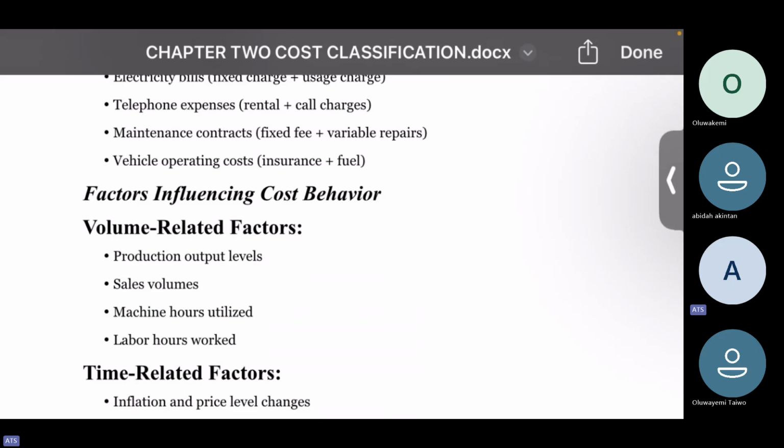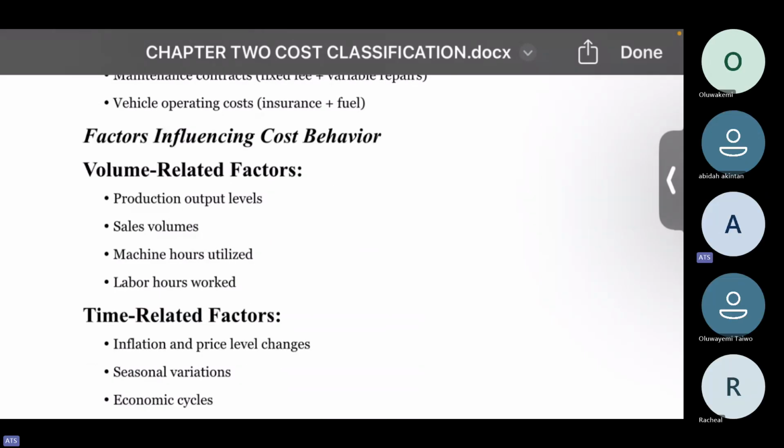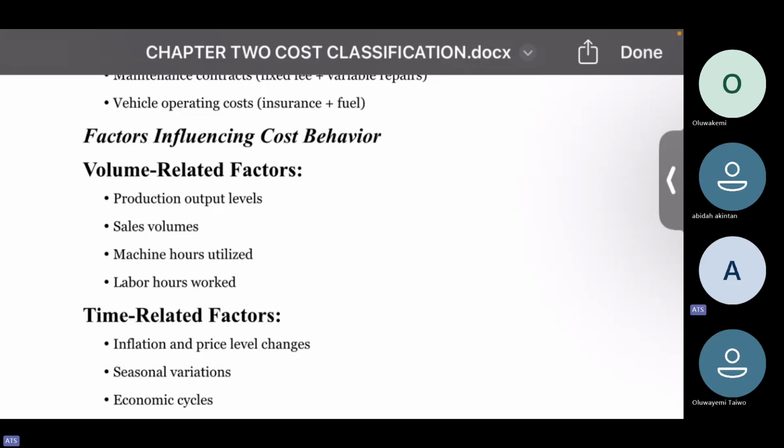So you have volume related factors, right? Okay, so basically, factors affect. What are the factors that will determine whether it is a fixed cost, a variable cost, or a mixed cost? It could be the output levels. It could be the machine hours that you use.